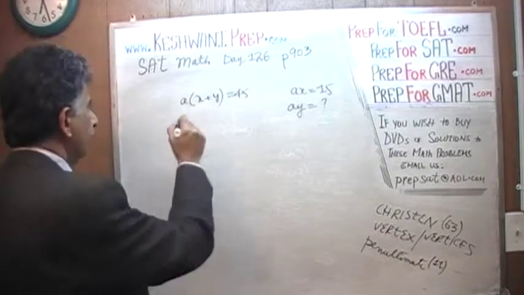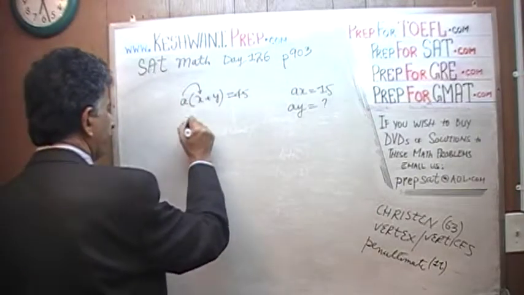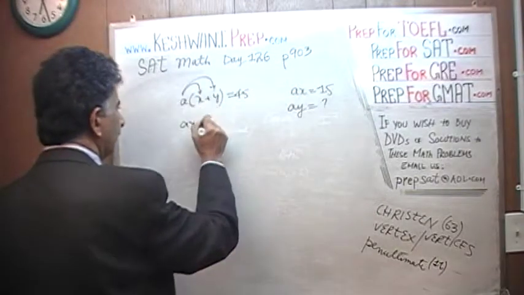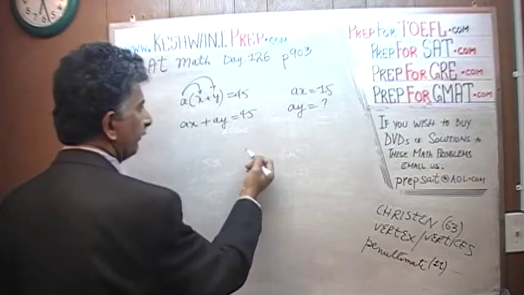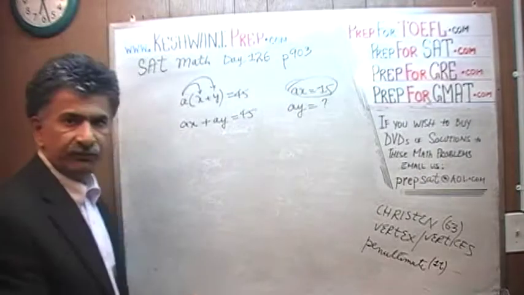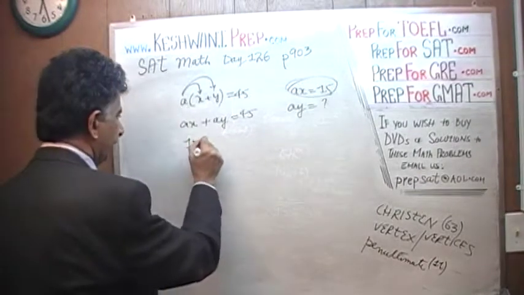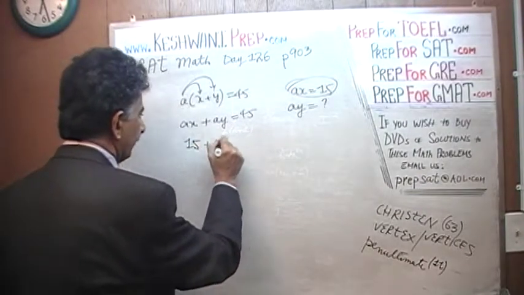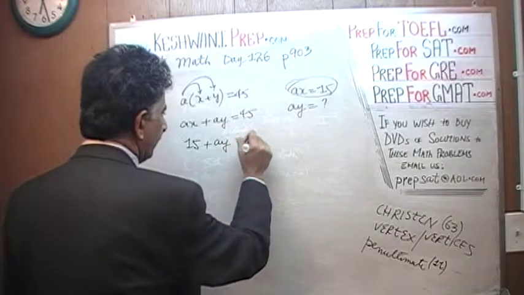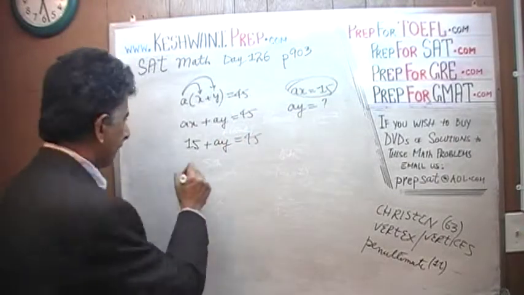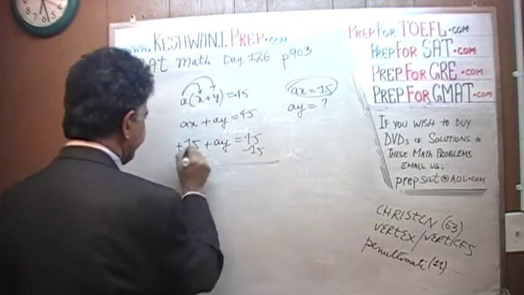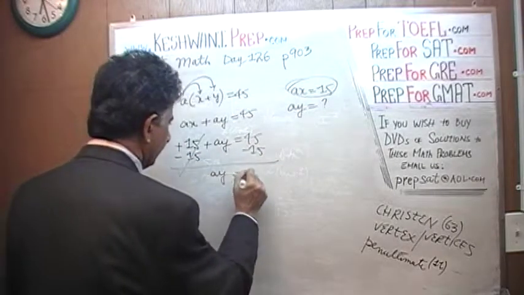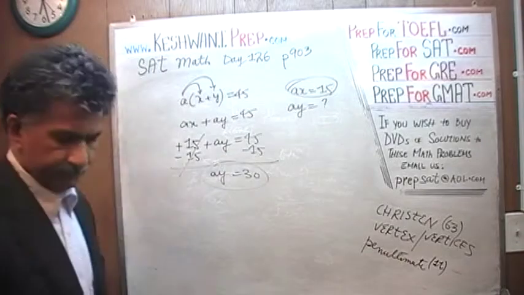Well, let's find out, shall we? We open the parentheses, we get A times x plus A times y, which we are told is 45. Now A times x we are told is 15, so we can put it here. 15 plus A times y equals 45. Subtract 15 from both sides, and A times y equals 30.